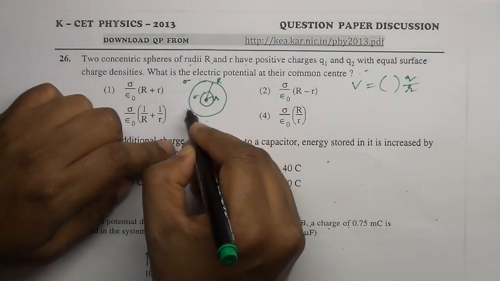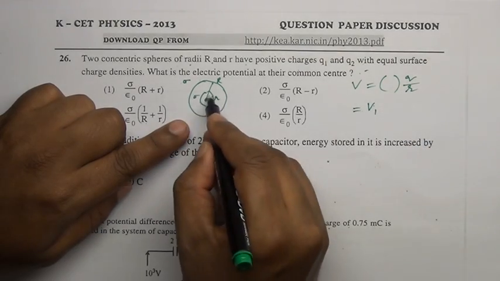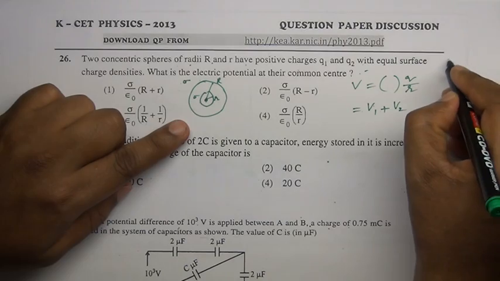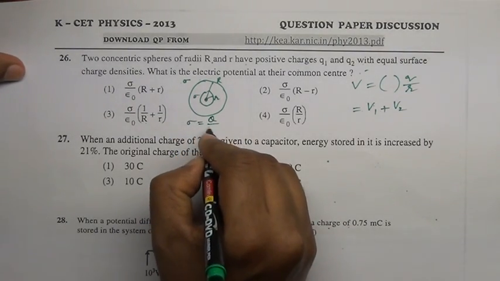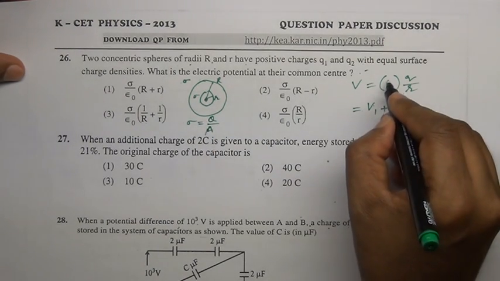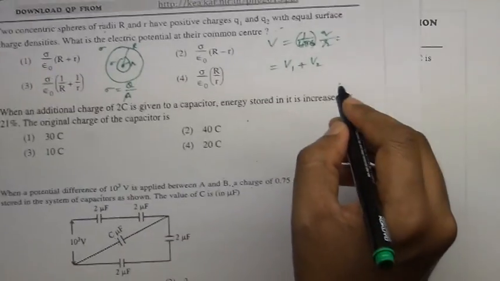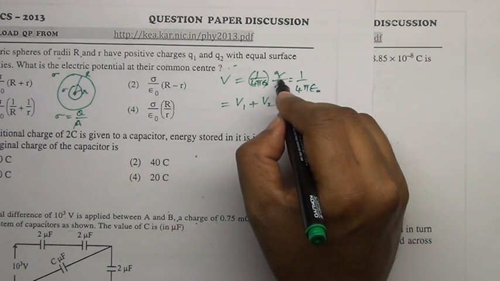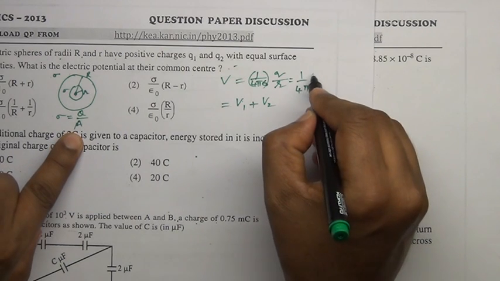Because of the outer sphere, potential is V1. Because of the inner sphere, potential is V2. But surface charge density is equal to charge by area. This constant is 1 by 4 pi epsilon naught. So 1 by 4 pi epsilon naught, charge is surface density sigma into A.